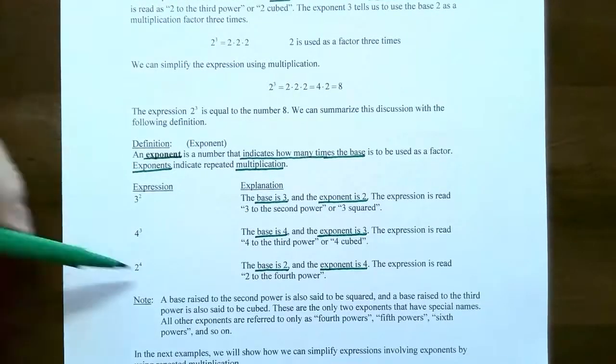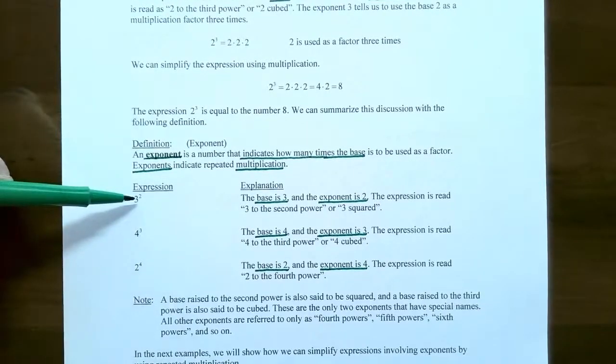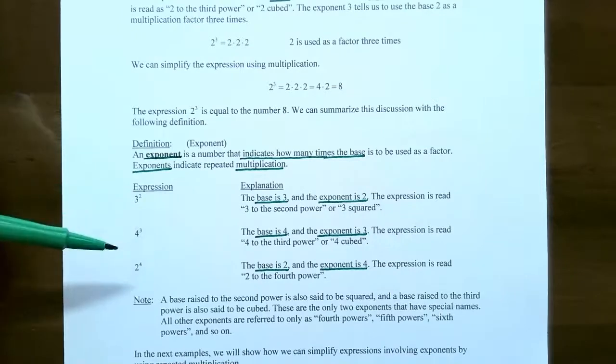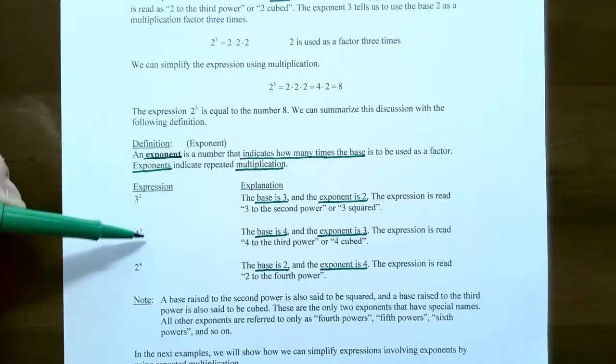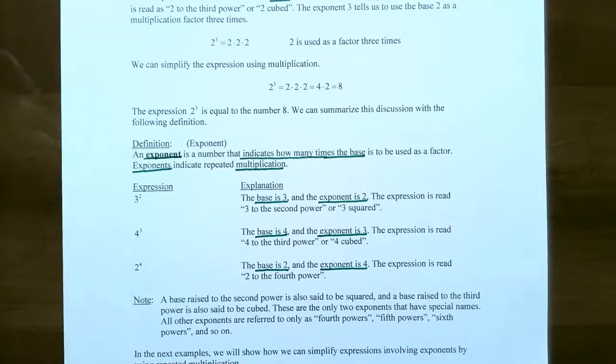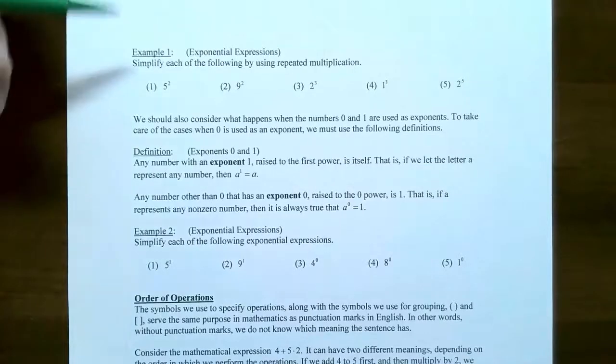So notice in these three expressions, if the exponent is 2, sometimes you can just say squared instead of saying 2 raised to the second power. Or if the exponent is 3, you can say cubed instead of saying raised to the third power. But for any power 4 or larger, you just say raised to the 4th power, raised to the 5th power, and so on. Okay, let's try example 1.